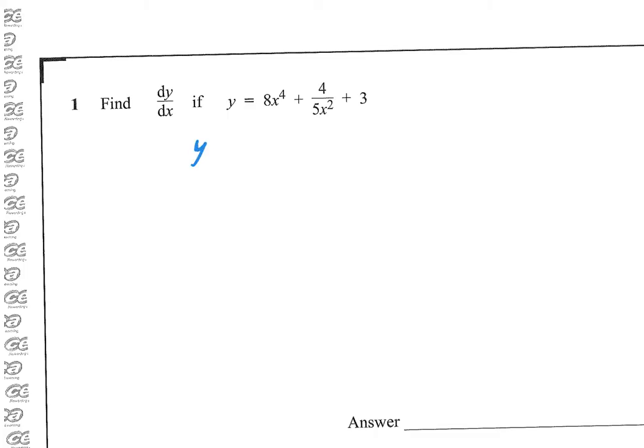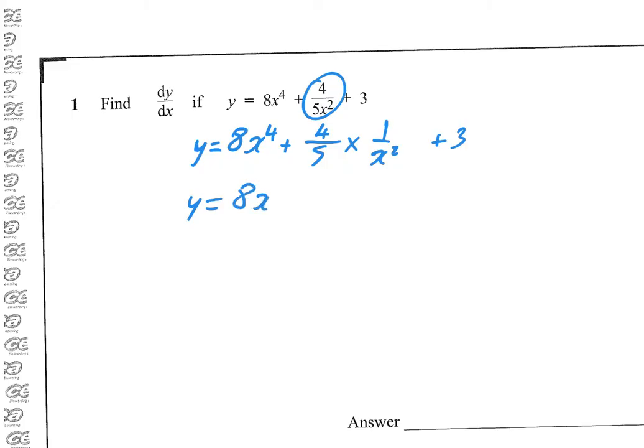So rewrite the question. To get it in index form, I wouldn't normally do this, but I'm just going to do this time. This term here could be written as 4 over 5 times 1 over x squared plus 3. And then we could write that as 4 over 5 times x to the minus 2 and then plus 3. And that makes it a wee bit easier. Normally I would just jump straight to this line, but just to show all the steps.